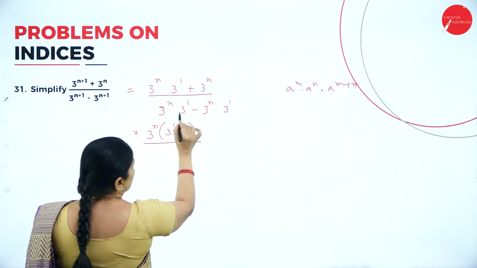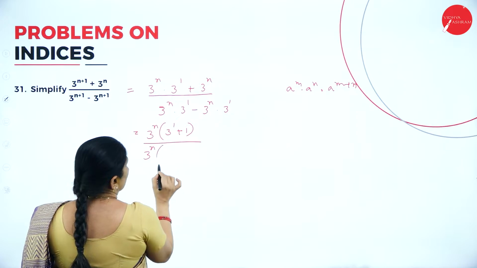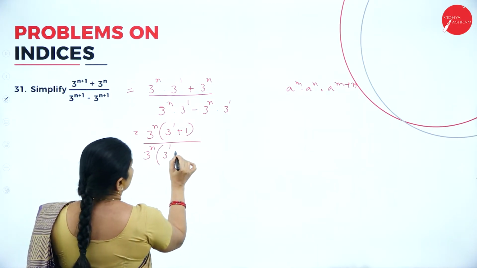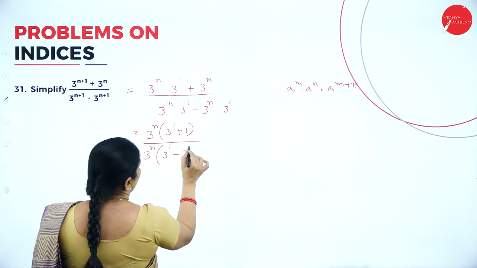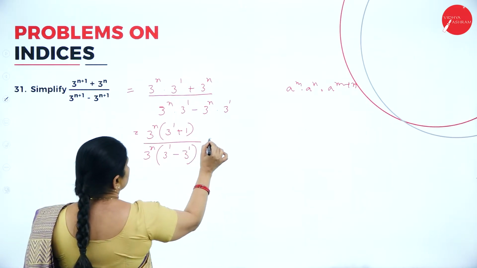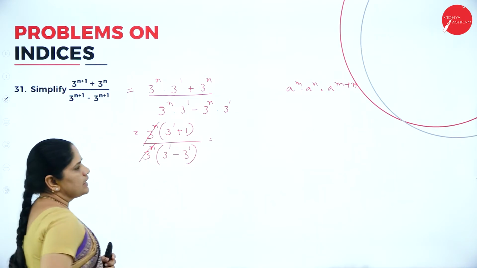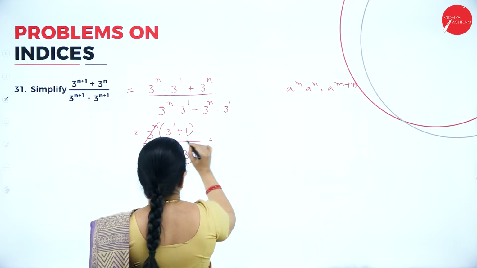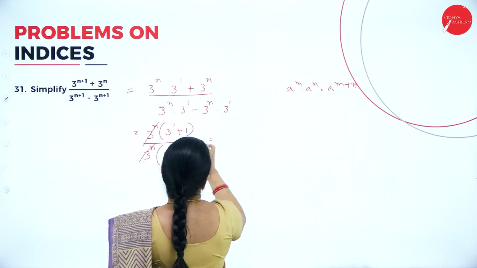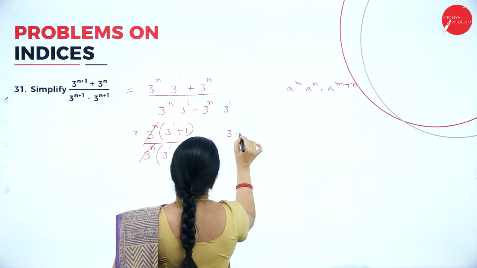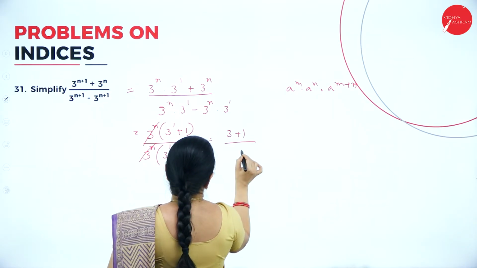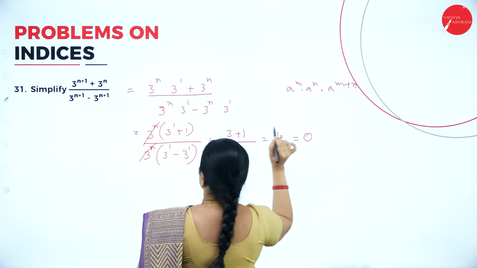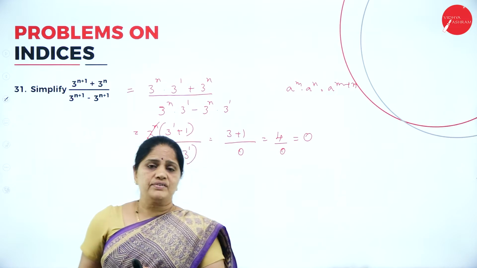So whole over here also 3 to the power of n is common. So here it is 3 to the power 1 minus 3 to the power 1. So what will be the answer? I will just cut both 3 to the power of n, 3 to the power of n, I'll cut here. So this bracket I will simplify. 3 to the power of 1 is 3 plus 1. So this will be 0. So 4 divided by 0 equals 0. So this is the answer we are getting.